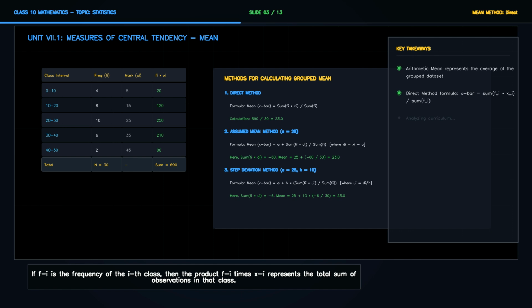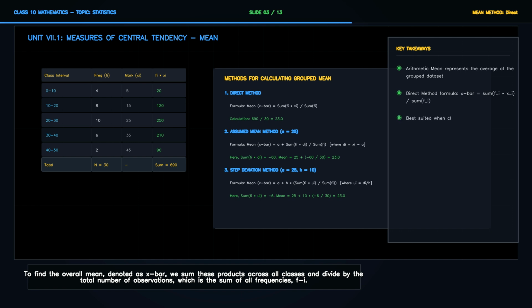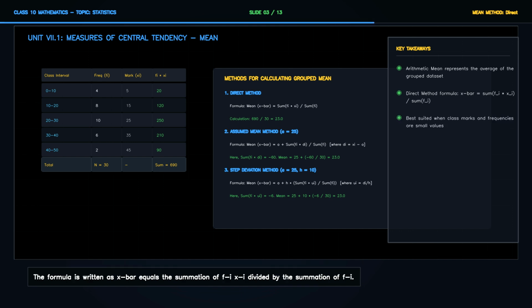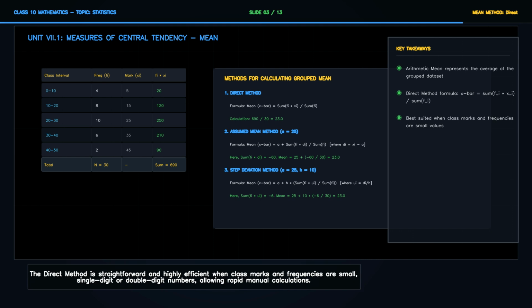To find the overall mean, denoted as x bar, we sum these products across all classes and divide by the total number of observations, which is the sum of all frequencies, fi. The formula is written as x bar equals the summation of fi xi divided by the summation of fi. The direct method is straightforward and highly efficient when class marks and frequencies are small, single-digit or double-digit numbers, allowing rapid manual calculations.